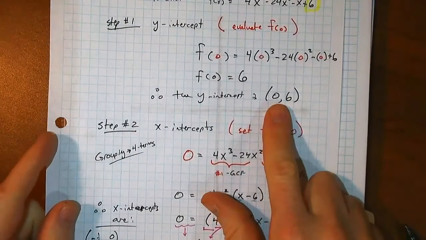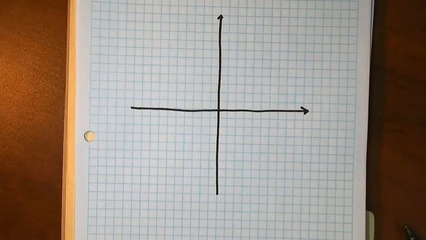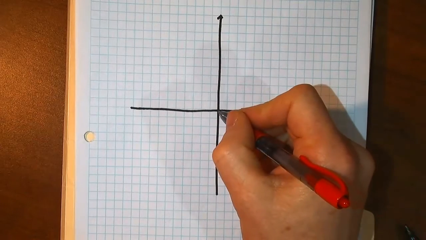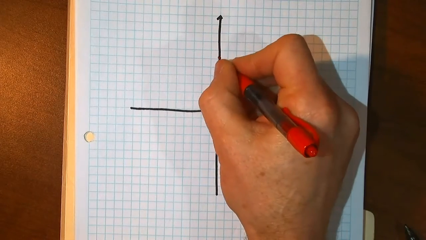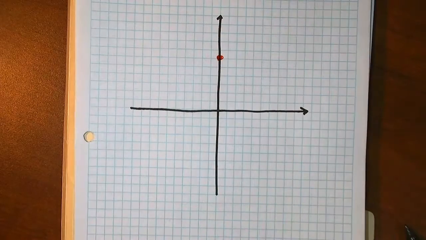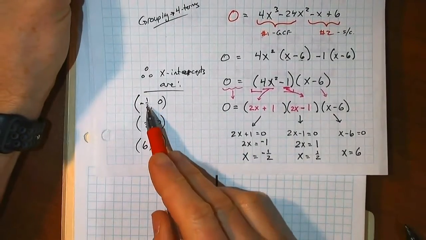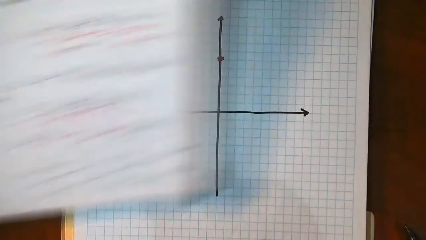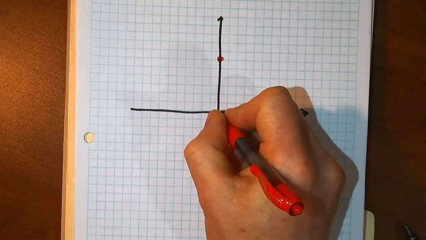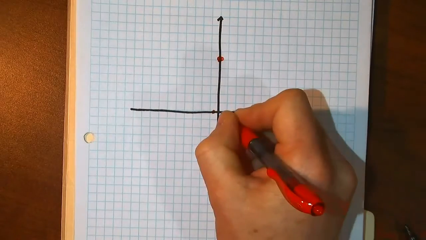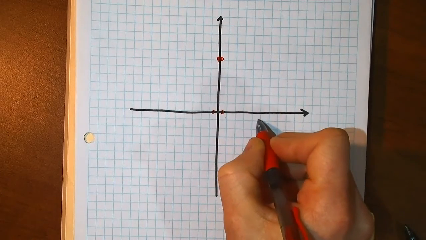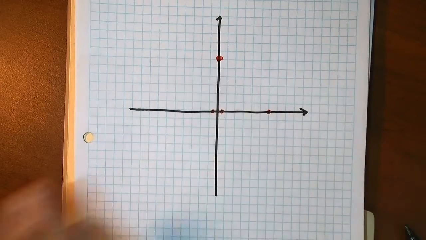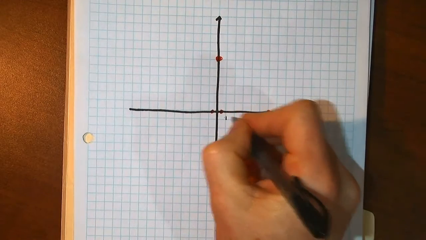I know that my y-intercept is 0, 6. So x equals 0, y equals 6. 1, 2, 3, 4, 5, 6. There's my y-intercept. Next thing I know is that I've got x-intercepts at -1/2, +1/2, and 6. So -1/2 over here, +1/2 over there, and then 6. 1, 2, 3, 4, 5, 6. There. So obviously I'm counting by ones on this graph.